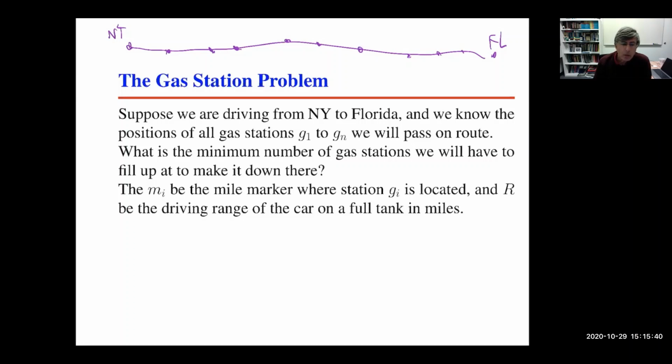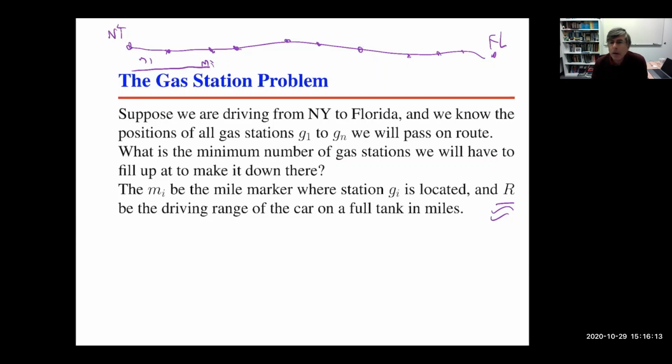Okay. So we're going to assume that we have a car with a driving range of R miles. We're going to assume that the ith gas station, G sub i, is located at mile M of i. So we know how many miles. This is M1. This is going to be M2. We know the distance, the mile marker for every gas station.